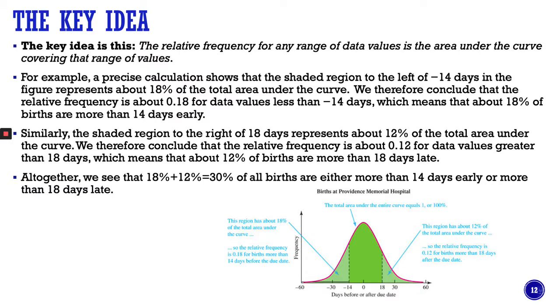Altogether, we see that if we add those 18 plus 12, because we had the 18 over here plus the 12 over here, it means we have 30% of all births are either more than 14 days early or more than 18 days late. Well, that's nearly a third of our births. That's a significant number.